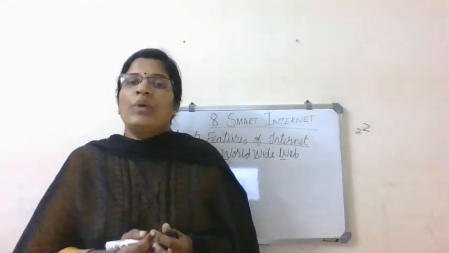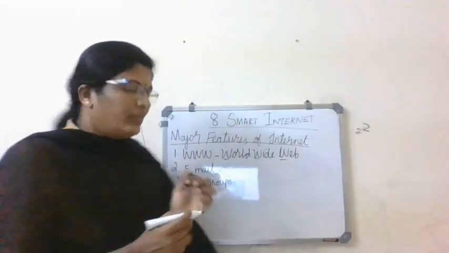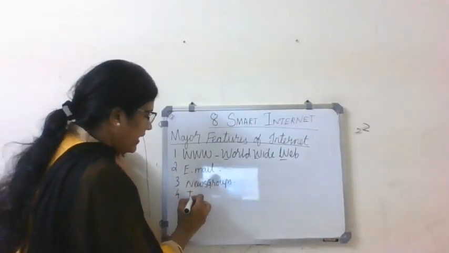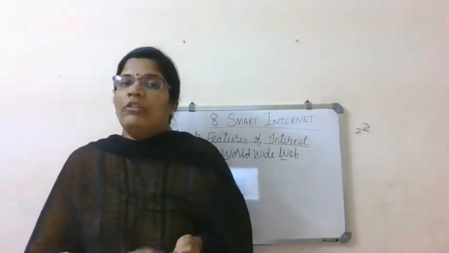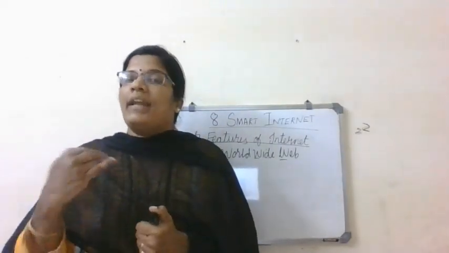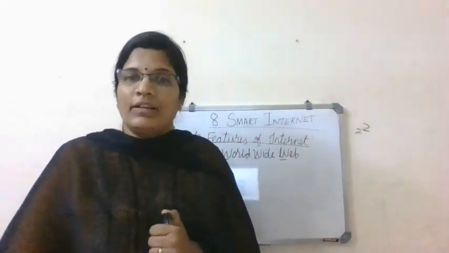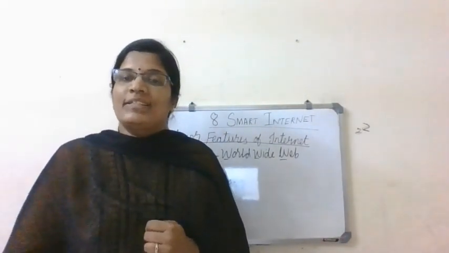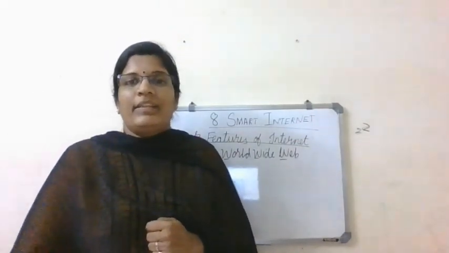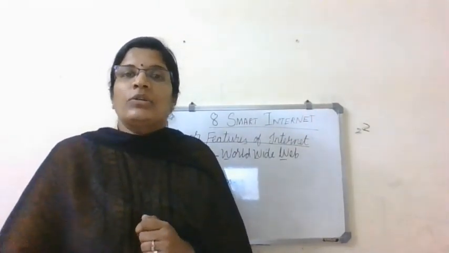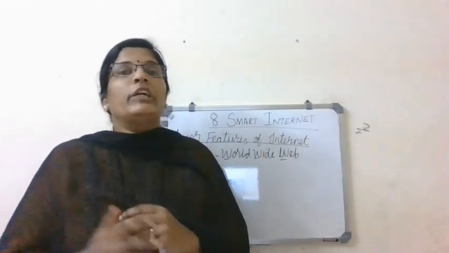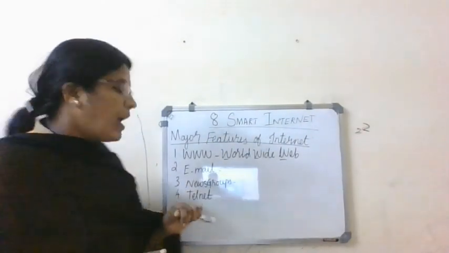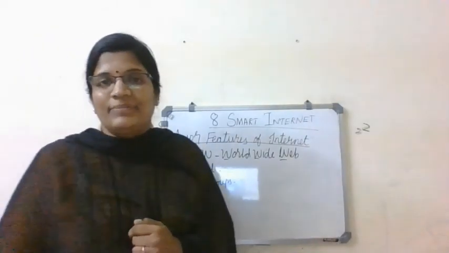Okay. The next one is called the Telnet feature. Telnet is nothing but accessing the content of another computer from one computer. That feature is called Telnet. So, which feature allows you to access content from one computer to another computer? Then you have to say the Telnet feature.